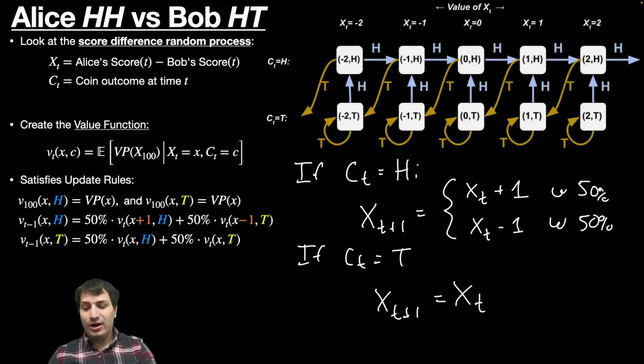Similarly, if we are currently showing a tails, then half the time it'll be a tails again, and half the time it'll be a heads again. But either way, the goal difference x does not change. And that is exactly encoding these 2 rules, that you stay where you are, the x value doesn't change, even though the ct value changes. So basically, the rules of this Markov chain of xt, ct get encoded into update rules for the value function.